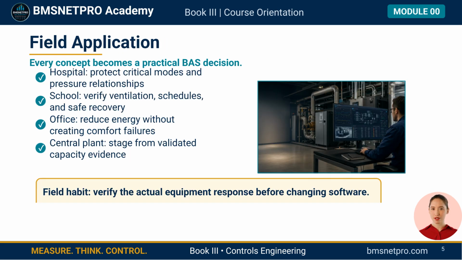Book 3 is field-oriented. We will use examples from hospitals, schools, offices, central plants, laboratories, and unitary equipment. In a hospital, the wrong pressure relationship can affect containment. In a school, a poor schedule or ventilation strategy can affect comfort and air quality. In an office, energy optimization can create complaints if the physical limits are not respected. In a plant, staging from a single bad signal can waste energy or cause instability. The habit is consistent. Verify the real equipment response before changing logic.